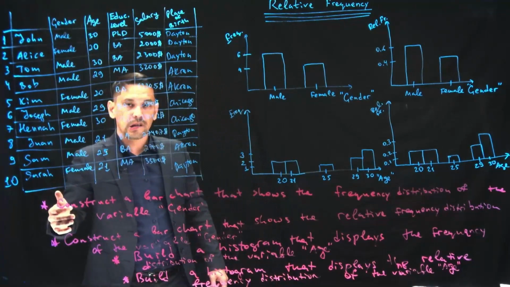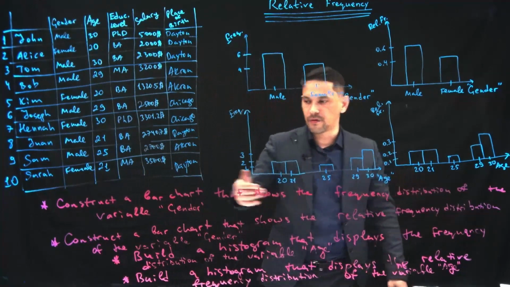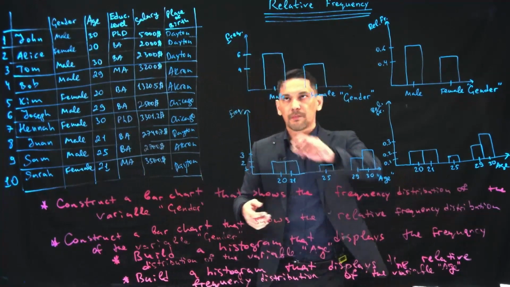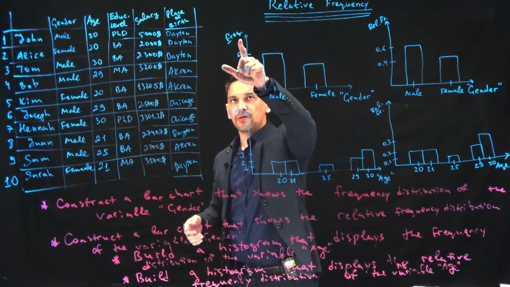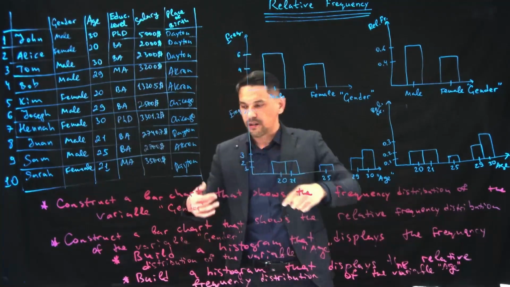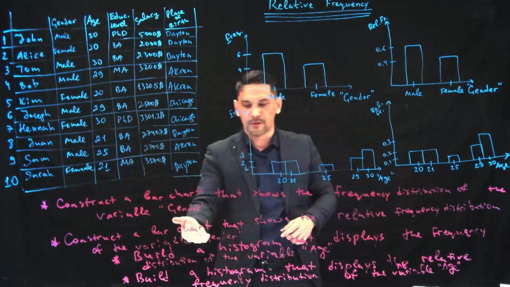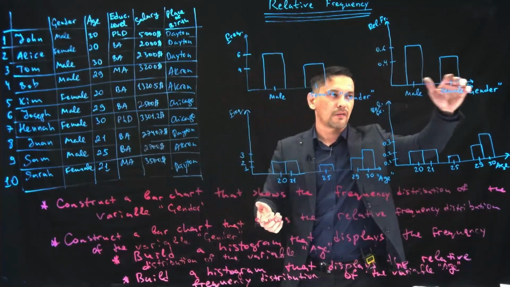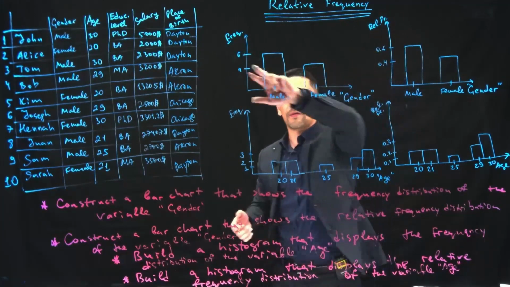If I say, construct a bar chart that shows the frequency distribution of the variable gender, then build a bar chart like this and make sure that the y-axis shows frequencies, okay? But if I say construct a bar chart that shows the relative frequency distribution of some kind of a variable, then build a bar chart like this and make sure that the y-axis shows relative frequencies, not frequencies.